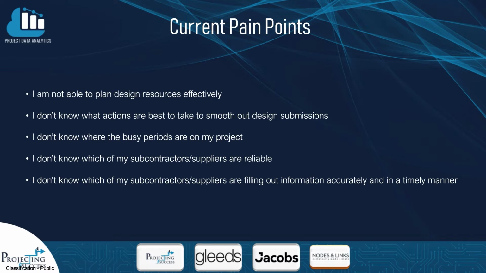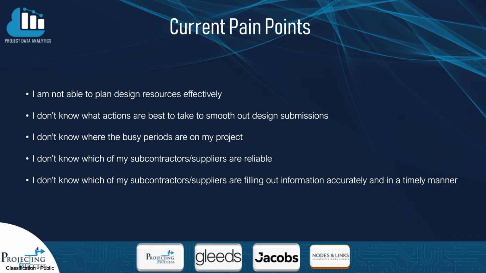We discussed and established challenge requirements and pain points. I'm not able to plan design resources effectively. We completed a resource forecast using Power BI. I don't know what actions are best to take to smooth out design submissions. We used Power Automate to automate notifications to advise originators to deliver information within a number of days. I don't know where the busy periods are on my project. We created a visualization showing submissions per month, day.